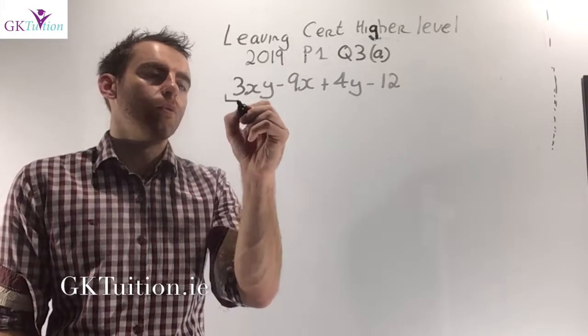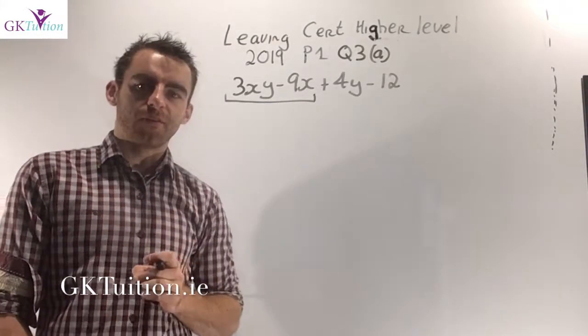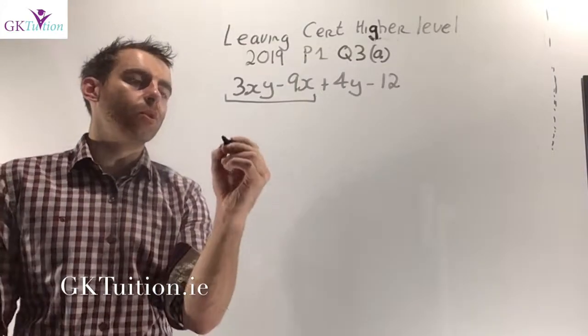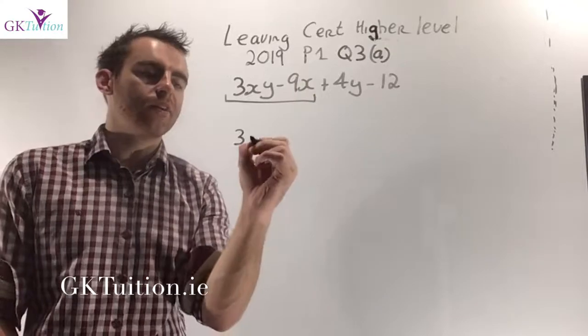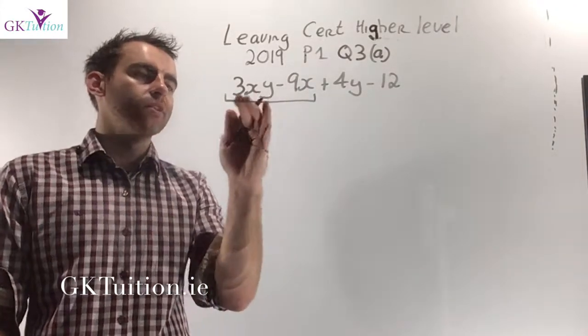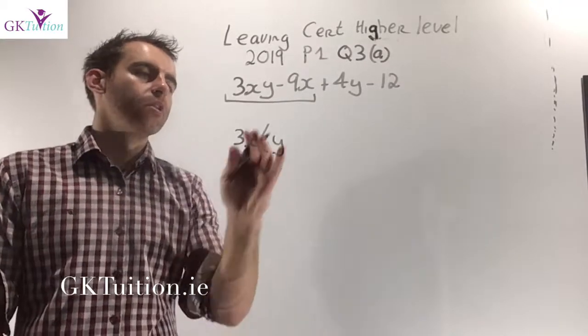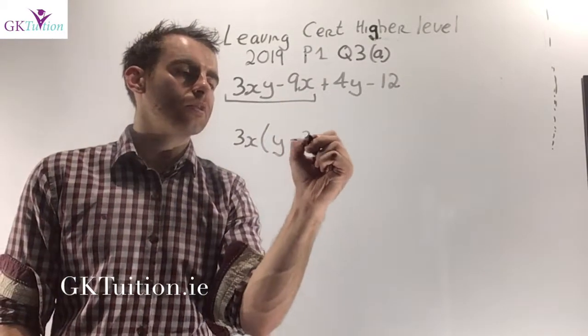It's very straightforward to factorise this one. We just take the first 2 terms and we factorise out what's common. The number that divides into both is clearly 3 and the common letter is x. So I can factorise 3x out of the first 2 terms. 3x into the first term is y, 3x into the second term is minus 3.